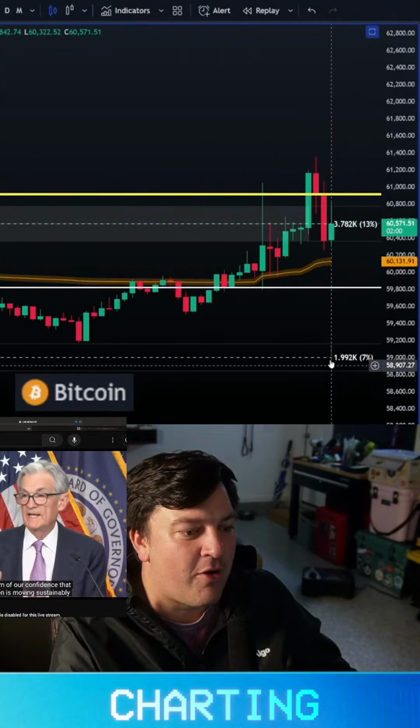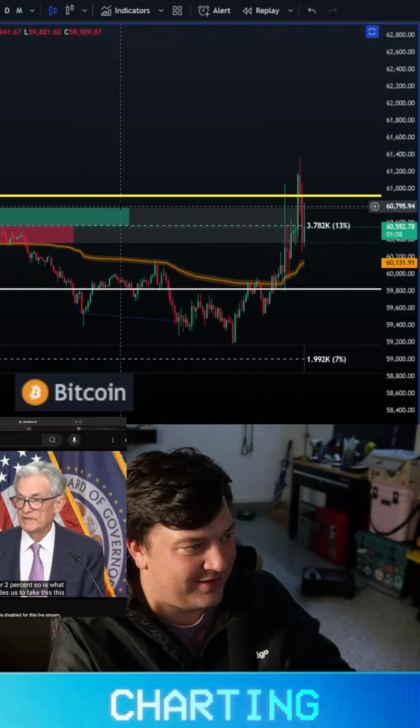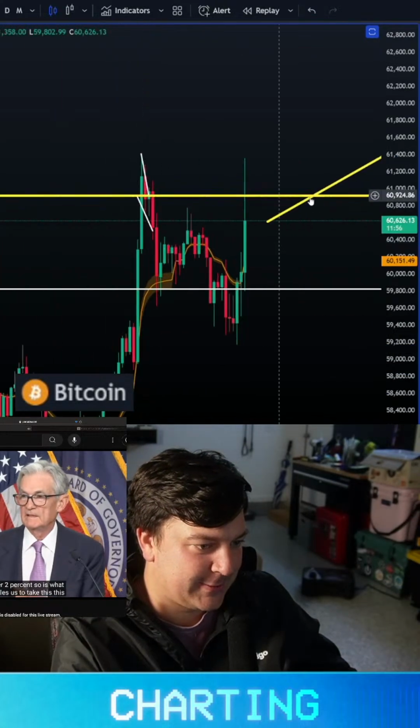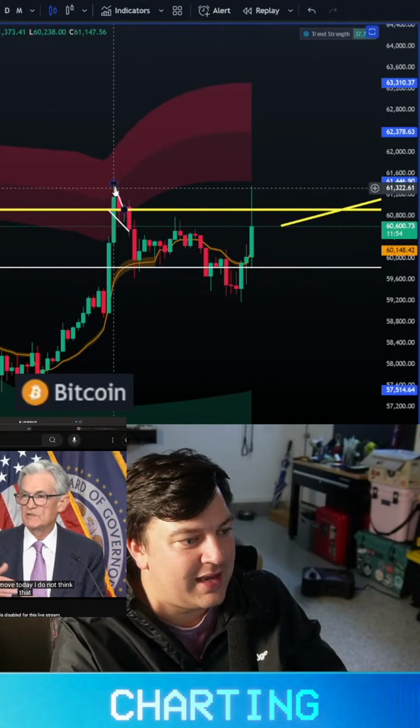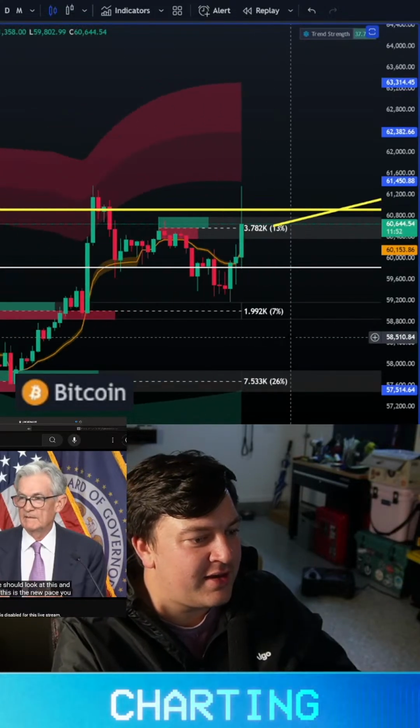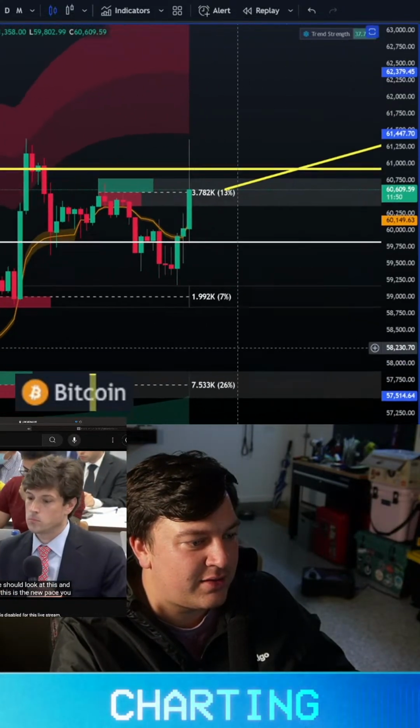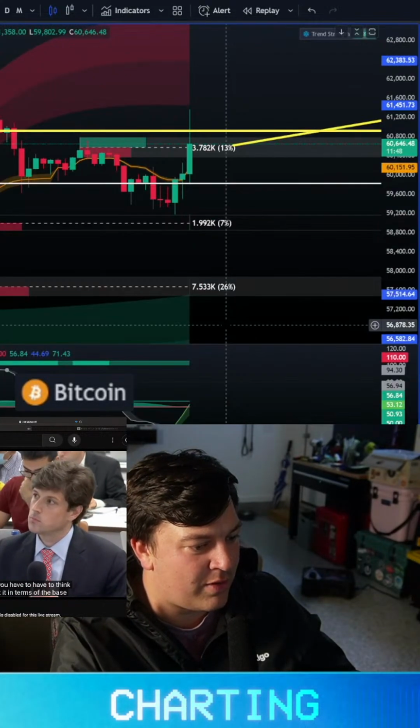So I think that is what enables us to take this strong move today. Let's go to the 1-hour. I do not think that anyone should look at this and say, "Oh, this is the new pace." You have to think about it in terms of the base case. Of course, what happens will happen.